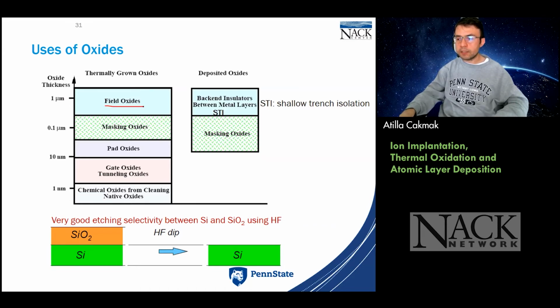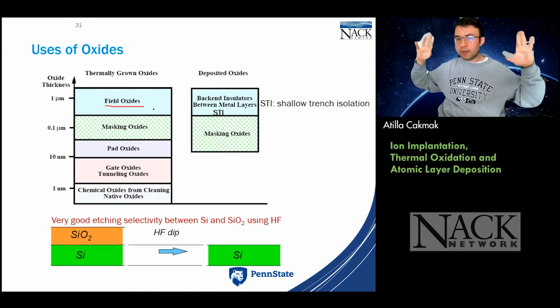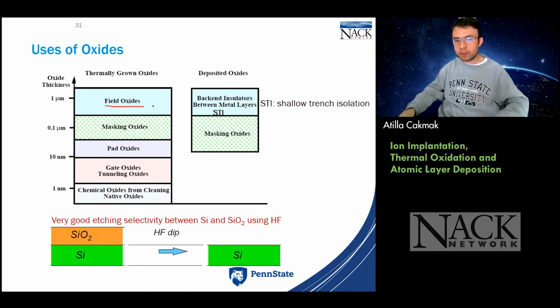Like the field oxides, I don't care too much about their thickness, because they're going to be really, really thick. And then when we come down to the masking oxides, I have to be very careful, say for ion implantation, for example. And then the pad oxides are thinner, as you can see. And when we come down to the gate oxides, that's in the nanometer range, a couple of nanometers. So we have to be careful about them.